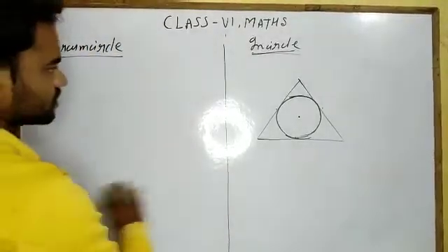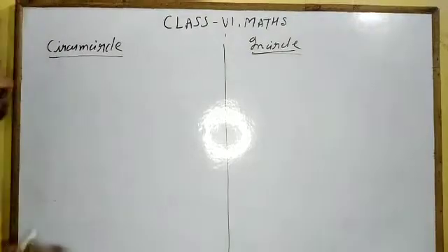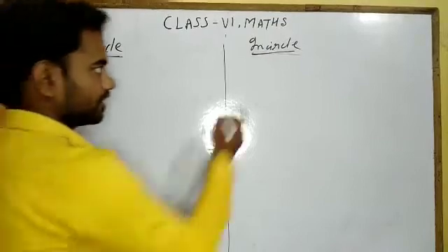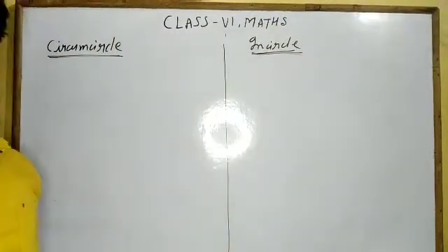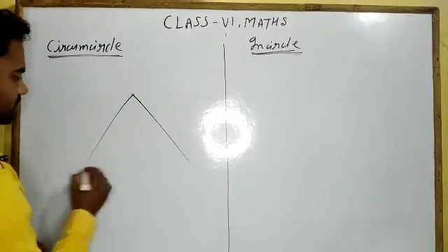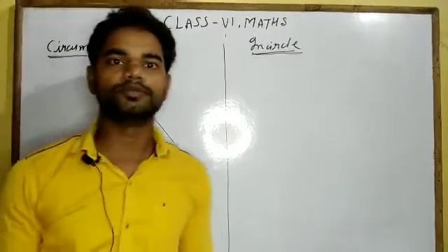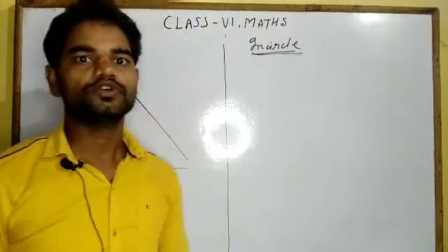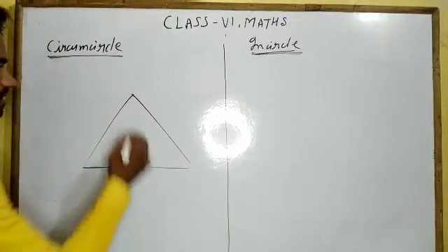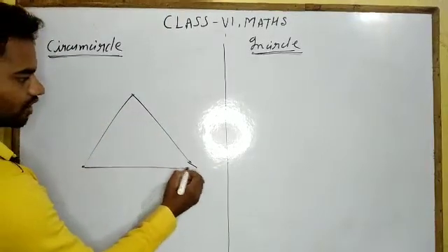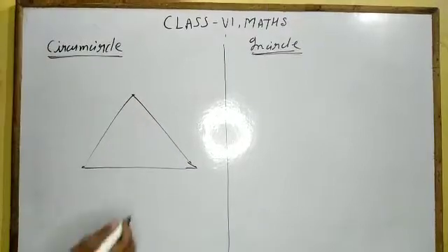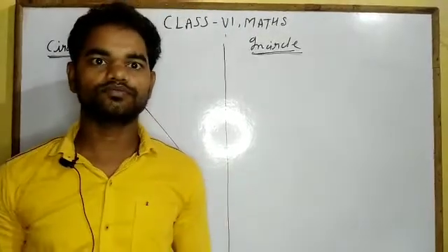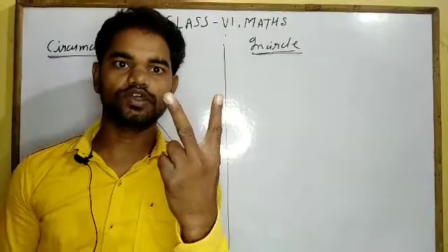Now, how to construct? We have to learn about the construction of the circumcircle and incircle. How to construct the circumcircle and how to construct the incircle. A triangle is given, or the sides of the triangle will be given in your question. Using these given measurements, you have to draw or construct the circumcircle. Suppose that this is a triangle according to the question's measurements. Now, in order to draw the circumcircle of this triangle, we have to find out two important points.